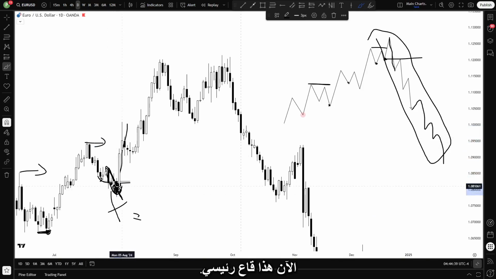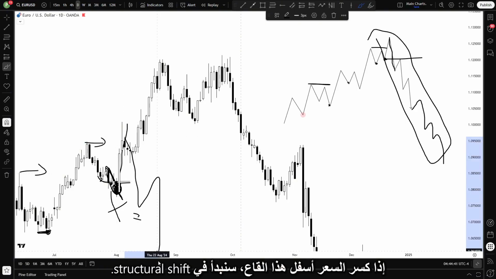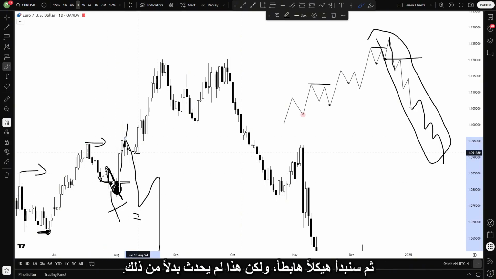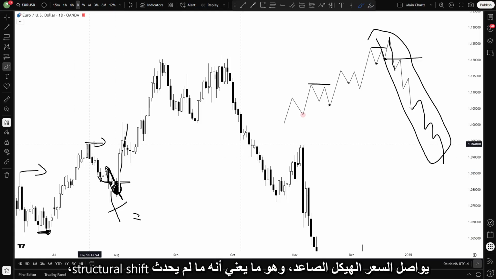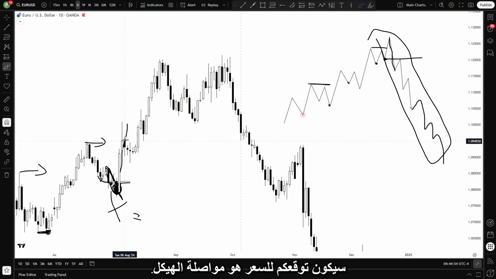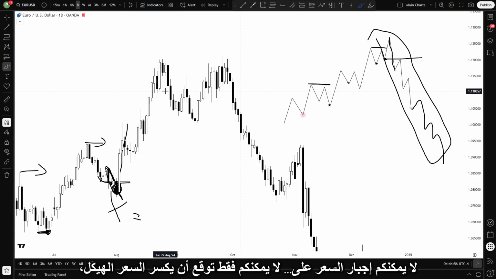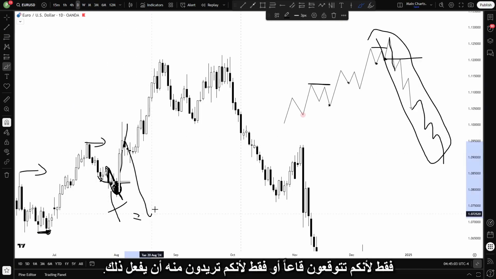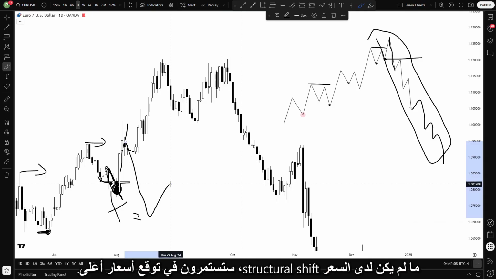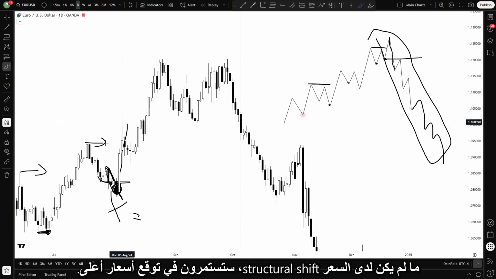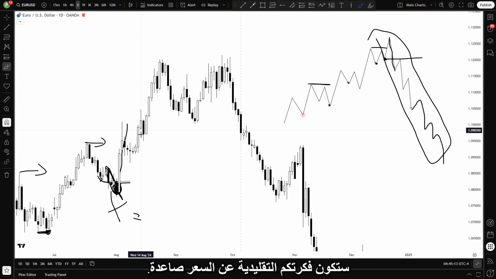Now this is a key low. If price broke below this low, then we would start our structural shift, and then we would start a bearish structure, but that doesn't happen. Instead, price continues the bullish structure, which means that unless a structural shift happens, your expectation for price would be to continue this structure, right? You can't just expect price to break a structure just because you are expecting it or just because you want it to do that. Unless price has a structural shift, you're going to keep expecting higher prices, or your traditional idea of price would be a bullish one.